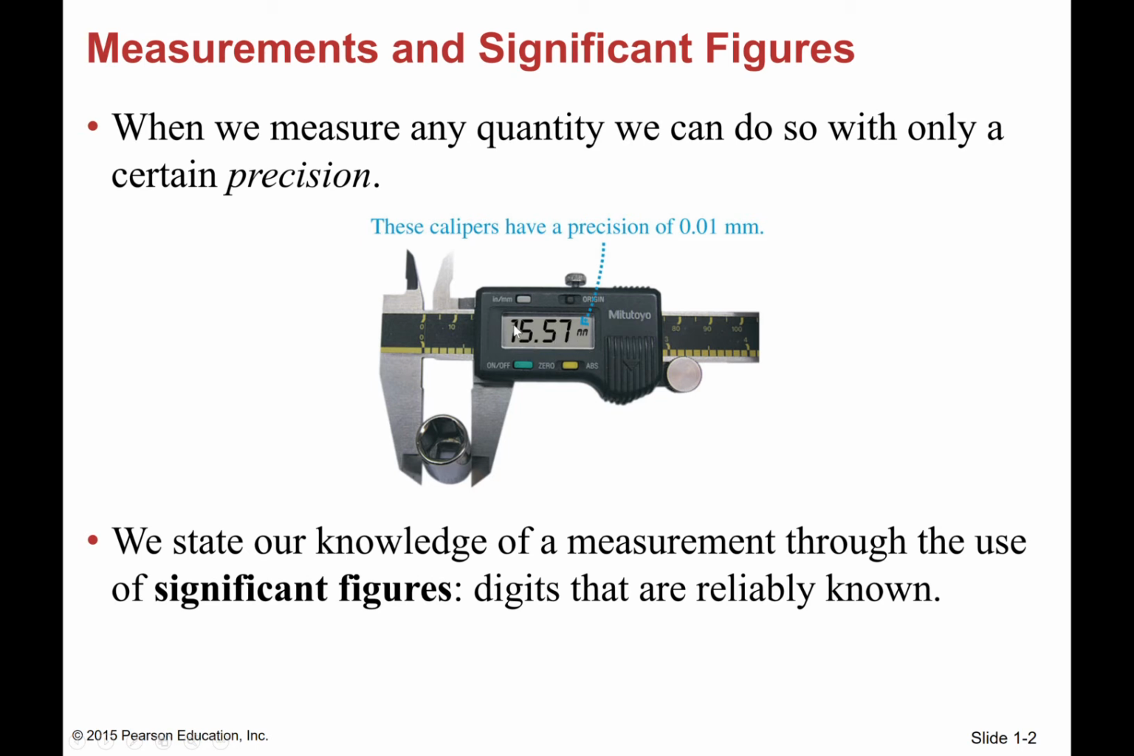That means we have 4 digits. Those are your significant figures, and your precision is 0.01 millimeters. That's how good this measurement is. So the number of digits that you need to reliably say what the measurement is, are called significant figures.